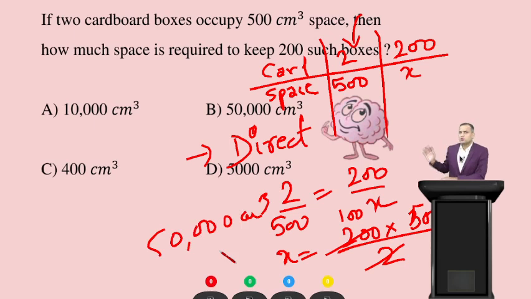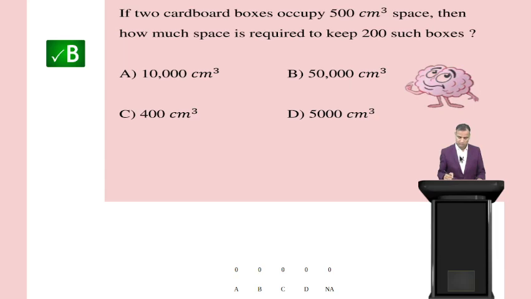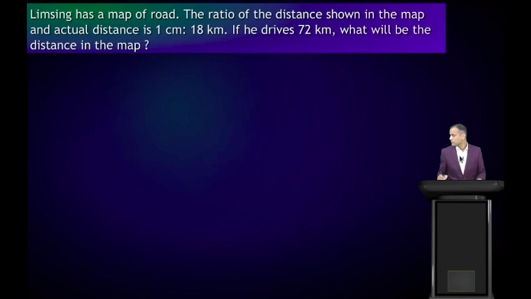Okay, so how did we solve? First we check this is the case of direct proportion, and in direct proportion what is the property? It is the ratio of the quantities is always same. Okay, so now the correct answer is B. Okay, now what is the next question?